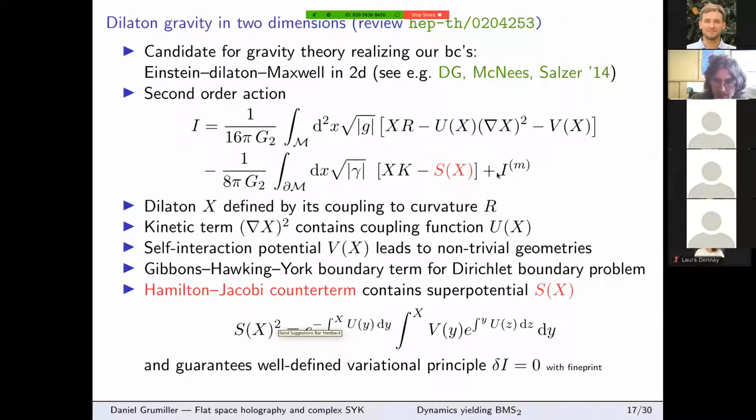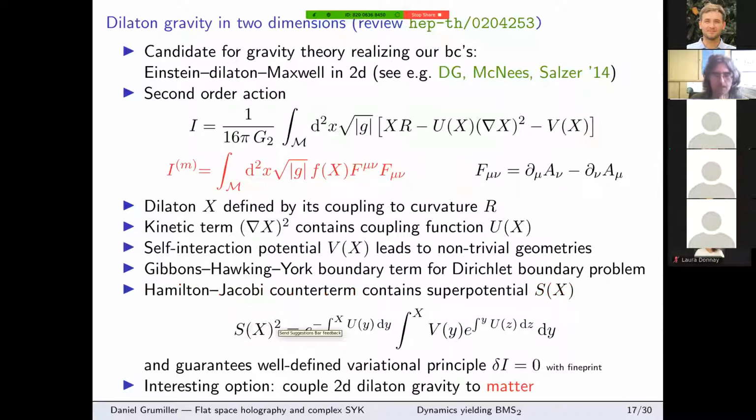And in our case, we also want to couple dilaton gravity to matter, which is in general an interesting option. And we are very specific, so we couple 2-dimensional dilaton gravity to an abelian Maxwell field. So we have F squared, where F is the abelian field strength, and we allow in principle also for a coupling function F of X to be general. Okay, so we have an infinite set of models available, labeled by these functions U, V, and F.